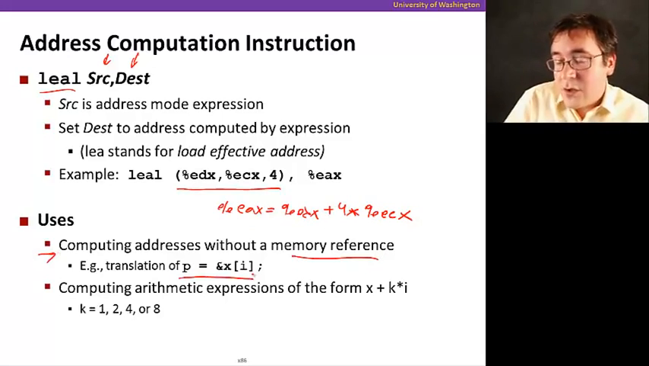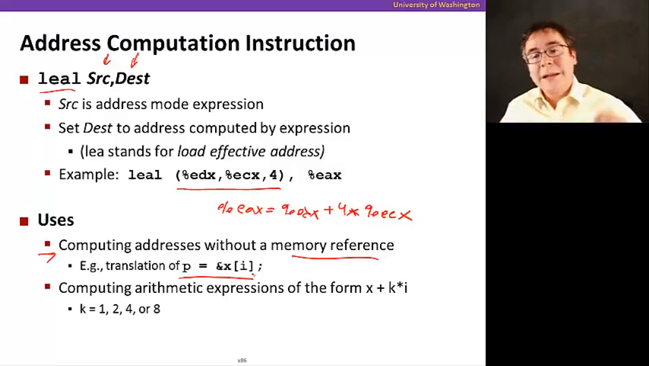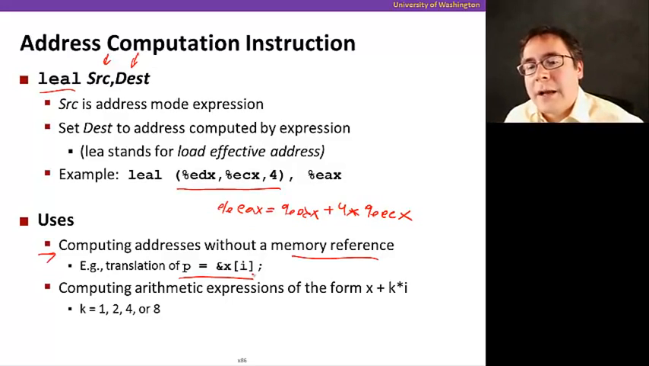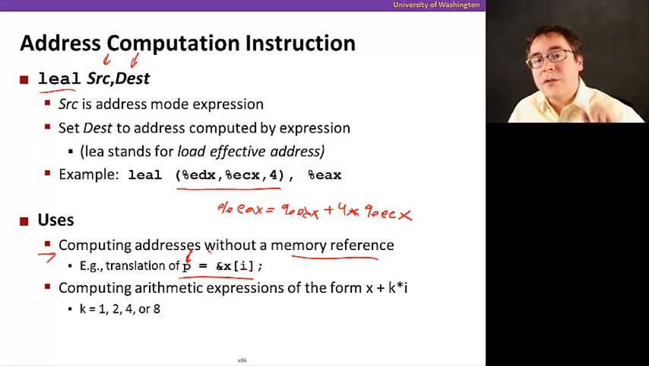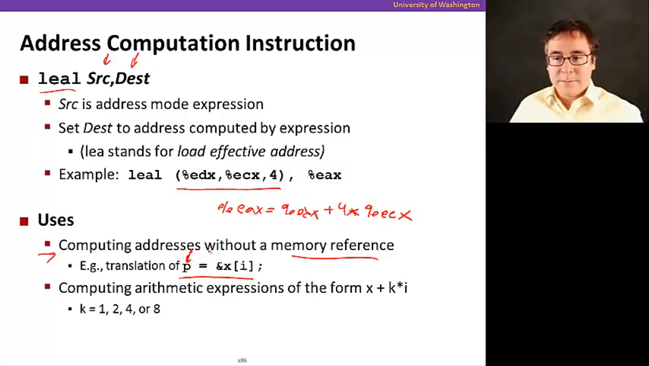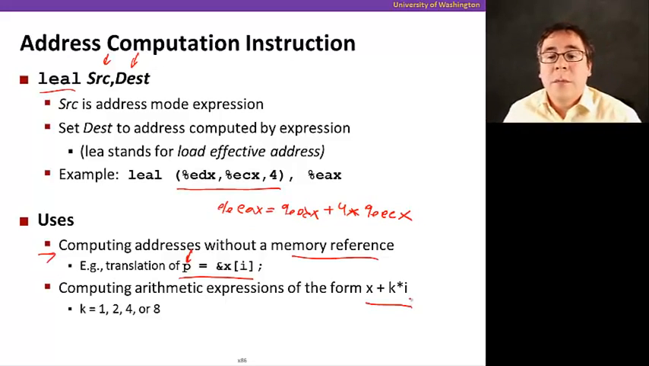So if you have this in your C code, Gaetano showed you this when he talked about pointers. What you want to do here is get the address of the ith element of array X. Since you just want to get the address, you're not doing the memory access. So in this case, you're going to be using this lea instruction. But this instruction can actually be used to compute any arithmetic expression of the form x plus k times i.